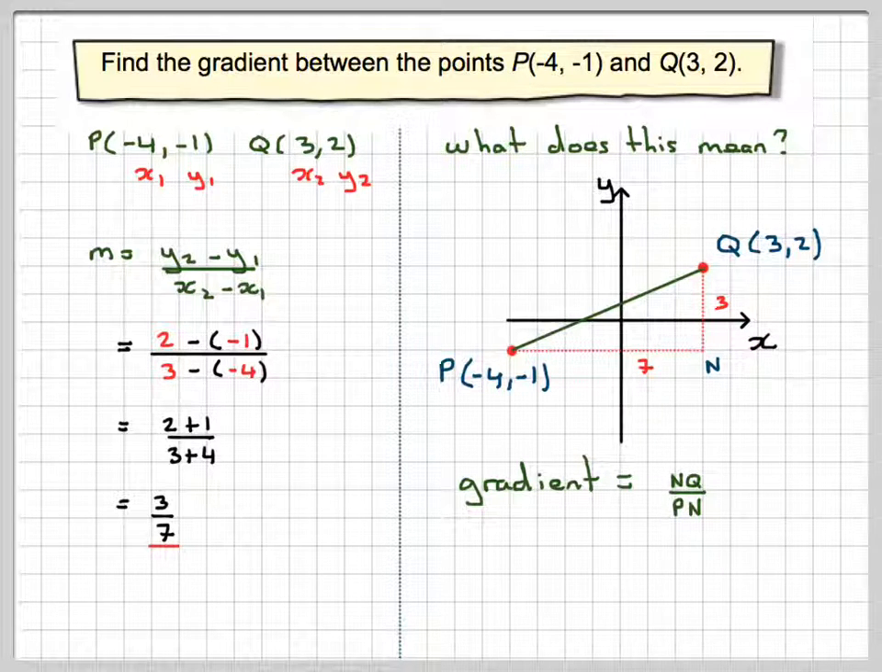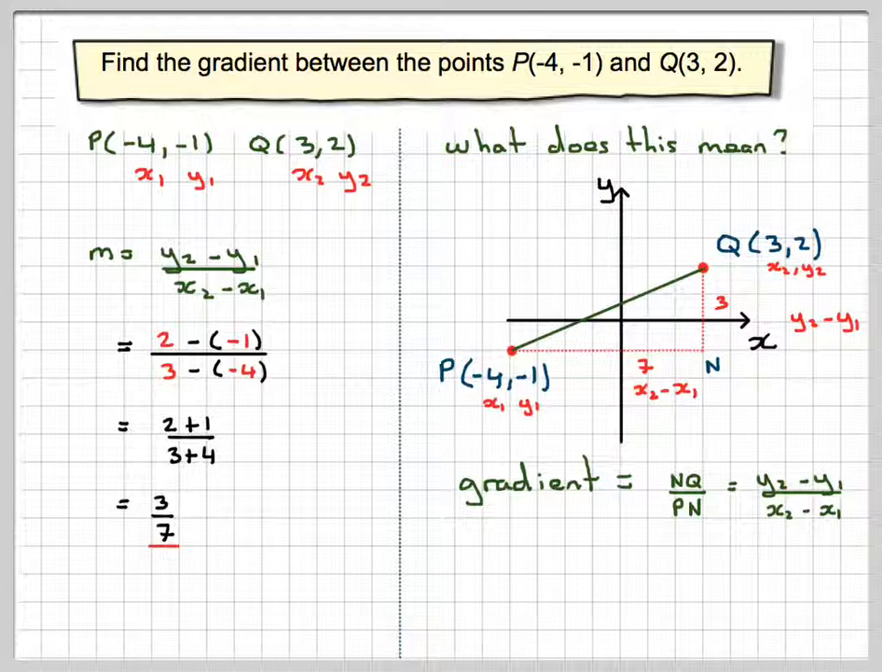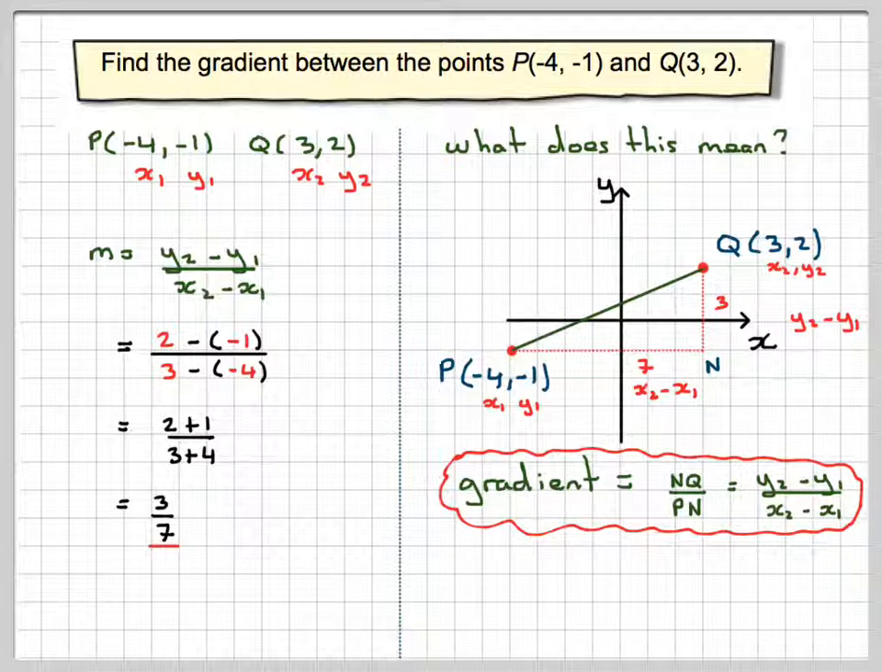Now the gradient will be NQ divided by PN. So if we call that x2, y2, x1, y1, that will be y2 minus y1, which is this distance here, the difference between the y coordinates, divided by this distance here, x2 minus x1, which is the difference between the x coordinates. And this is how we find the gradient, and we like to use the letter m for gradient.